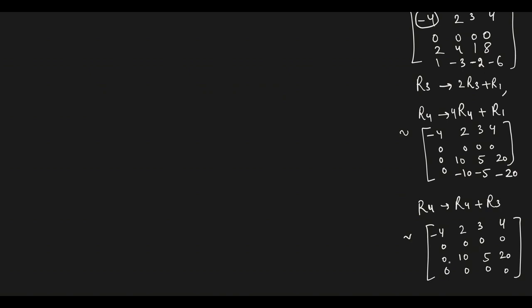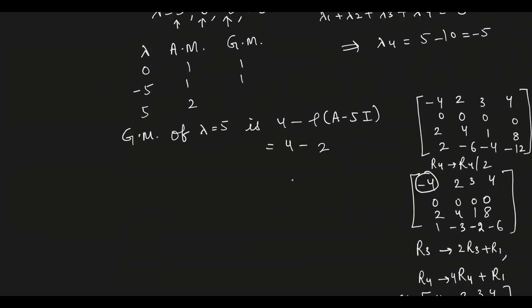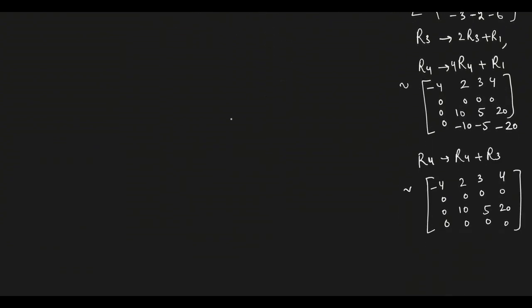So there are 2 non-zero rows, so the rank is 2. Is this clear? Yes, sir. Okay.